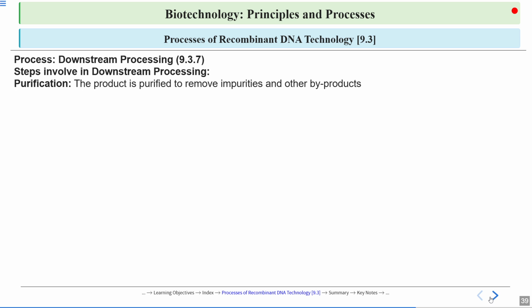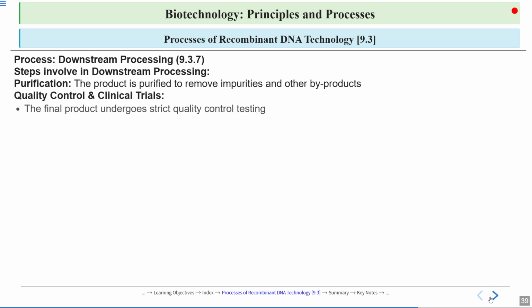Purification: the product is purified to remove impurities and other byproducts. Then quality control and clinical trials. After purification, that is, after all those steps, the last is to check the quality. In the case of drugs, it can even go into clinical trials. What are clinical trials? For example, if we have made a recombinant drug, we can use it if it passes every step of purification. If it works well in vitro, in vivo, everything, then we can take it to the next step, that is clinical trial, to ensure its safety and efficacy.